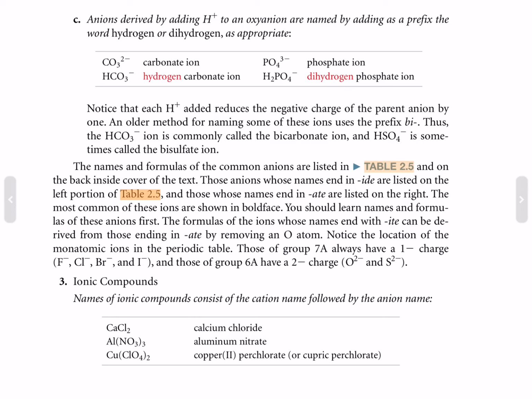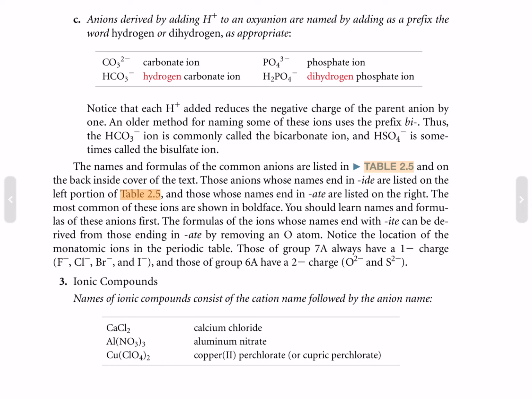You should learn the names and formulas of those ending in "ate". The formulas of those ions whose names end in "ite" can be derived from those ending in "ate" by removing an oxygen atom. Notice the location of the monatomic ions in the periodic table. Those of group 7A always have a negative 1 charge: fluorine, chlorine, bromine, and iodine. Those in group 6 have negative 2: oxide and sulfide.